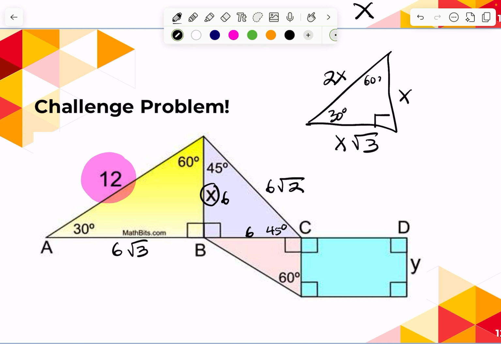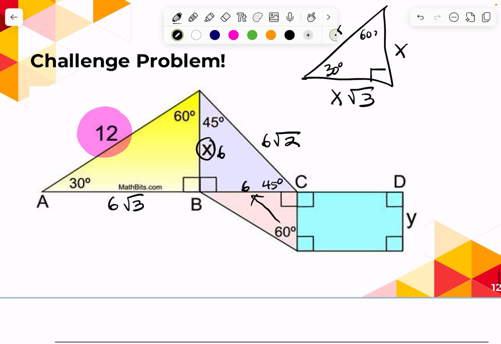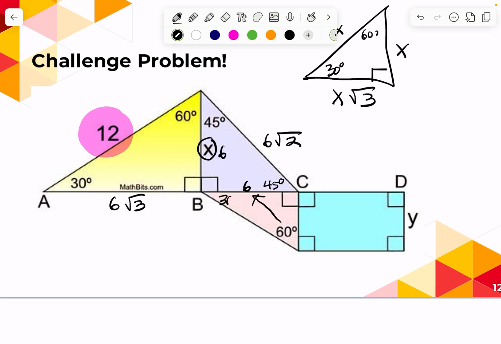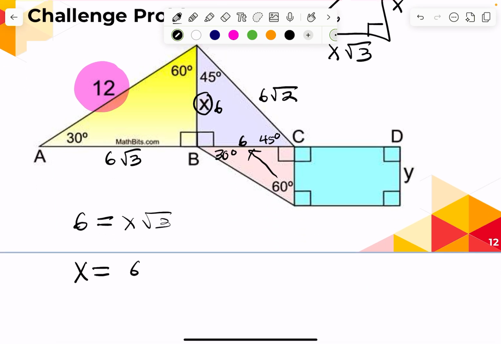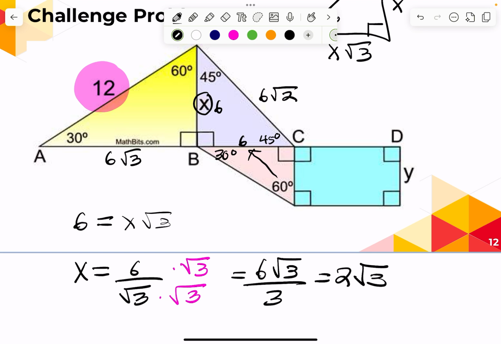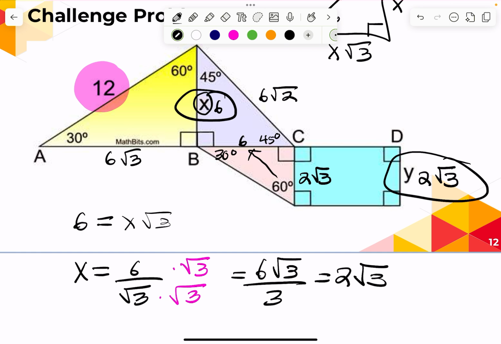And now it gets a little tricky because opposite of 60 is 6. And this is 30. So that means I need to do 6 equal to x root 3. x equals 6 over root 3. Rationalize it. So we get 2 root 3. So this is 2 root 3. And this is 2 root 3. So the question really does ask what is y and what is x. So we're pretty much done. It's not necessary to find the other two sides of the rectangle.